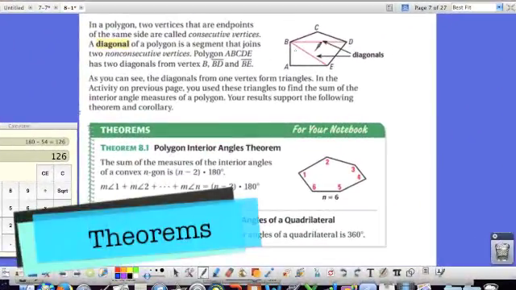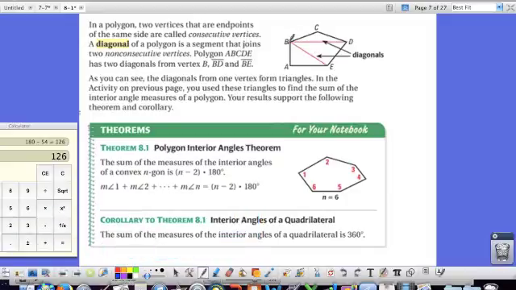Two vertices that are endpoints of the same side are called consecutive vertices. So like B and C are consecutive vertices. A diagonal of a polygon is a segment that joins two non-consecutive vertices. So in polygon A, B, C, D, E, there are two diagonals from B, segment BD and segment BE. As you can see, the diagonals from one vertex form triangles.